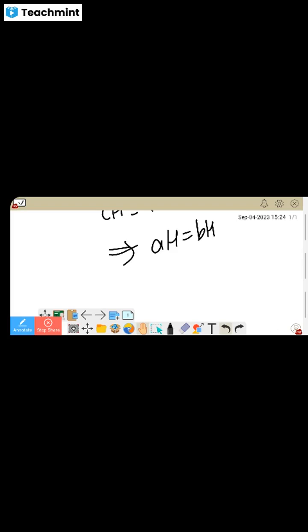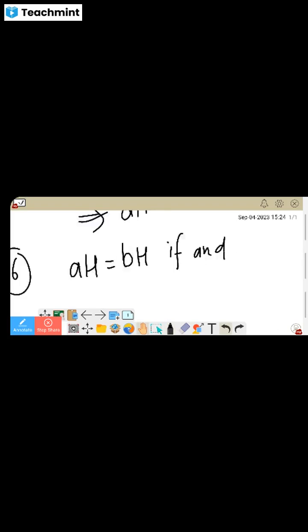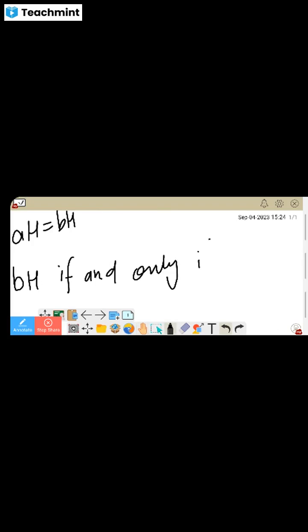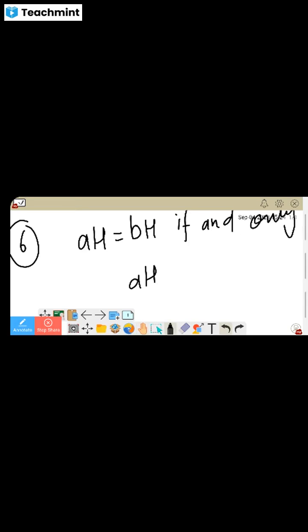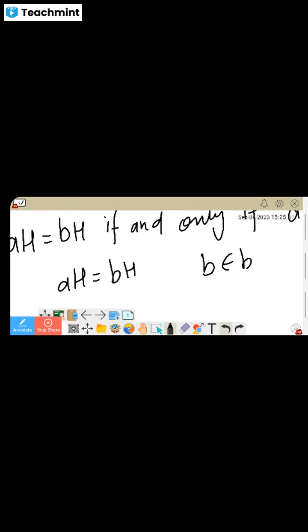So now let's see the sixth property. AH is equal to BH if and only if A inverse B belongs to H. So AH is equal to BH, and since B belongs to BH, we have done this already in previous properties.